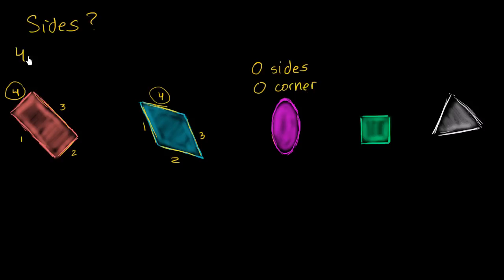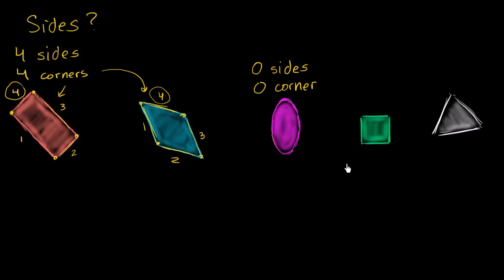This one has four sides, and we could also count the corners. We have one, that's where the two sides meet. One, two, three, four corners. This shape over here, it also has four sides. We already counted that, and it has one, two, three, four corners. So four sides and four corners actually describes both of these shapes. This one has zero sides and zero corners.